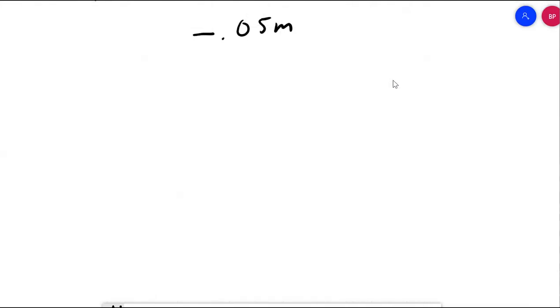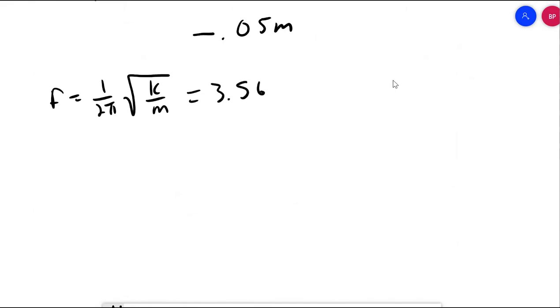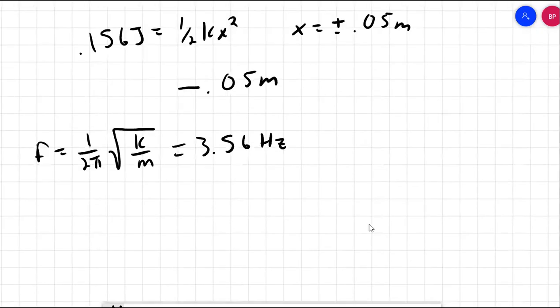All right, so we learned a set of formulas to find all of these things. The frequency of a mass in simple harmonic motion, which is attached to a spring, is 1/2 pi times the square root of the spring constant divided by the mass. And so if you plug that in, this is 3.56 hertz. So in words, what this means is that there are 3.56 oscillations every second. So remember, hertz means 1/seconds. So this is 3.56 oscillations.